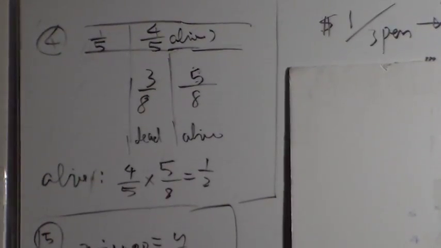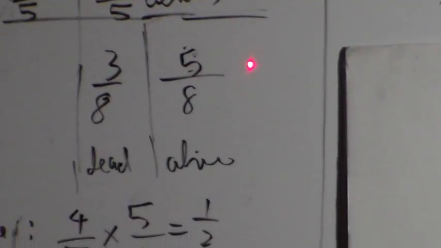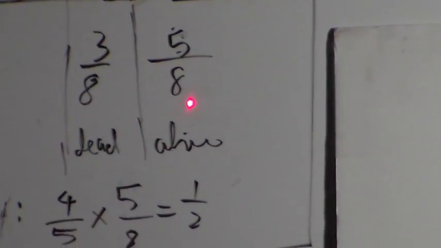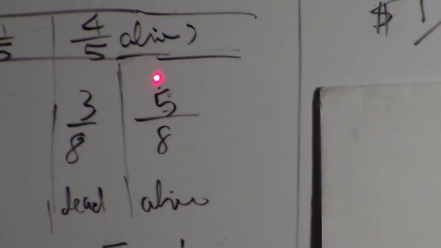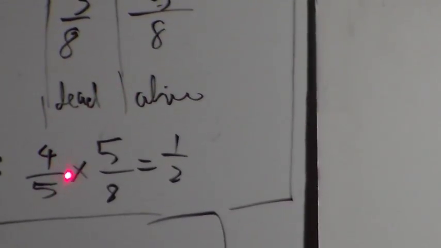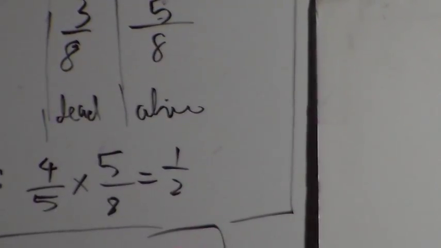Let me see this a little bit more clearly. 4/5 is alive. Then 3/8 is dead, so the leftover is 5/8 still alive. So we have to find the actual amount of this. So that is 5/8 of 4/5 still alive. Once you calculate this, half is still alive. Okay.